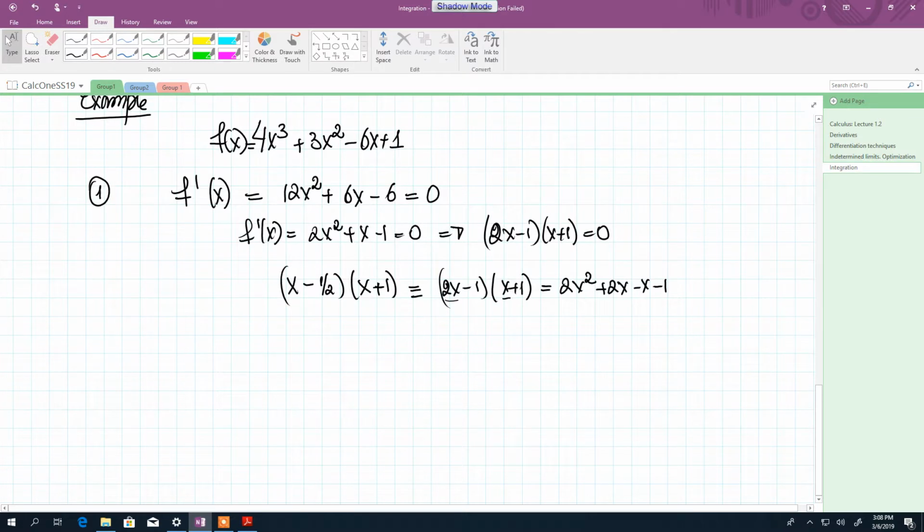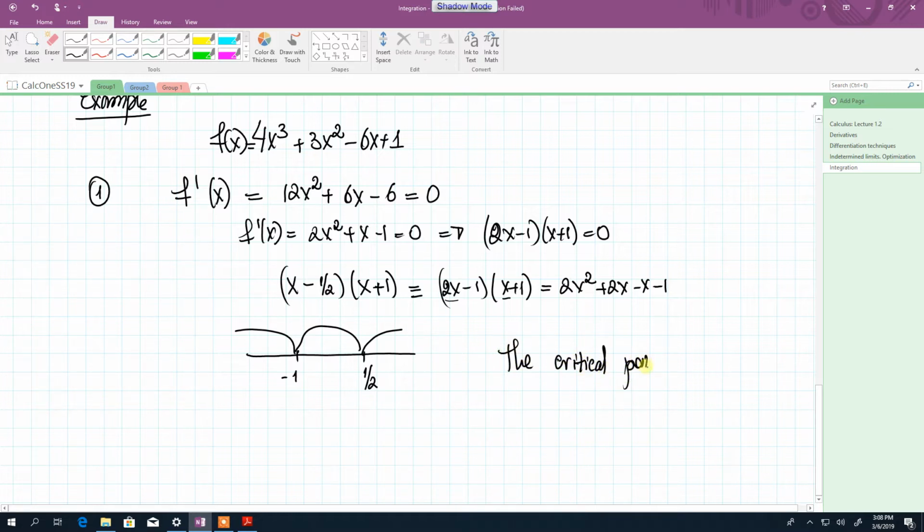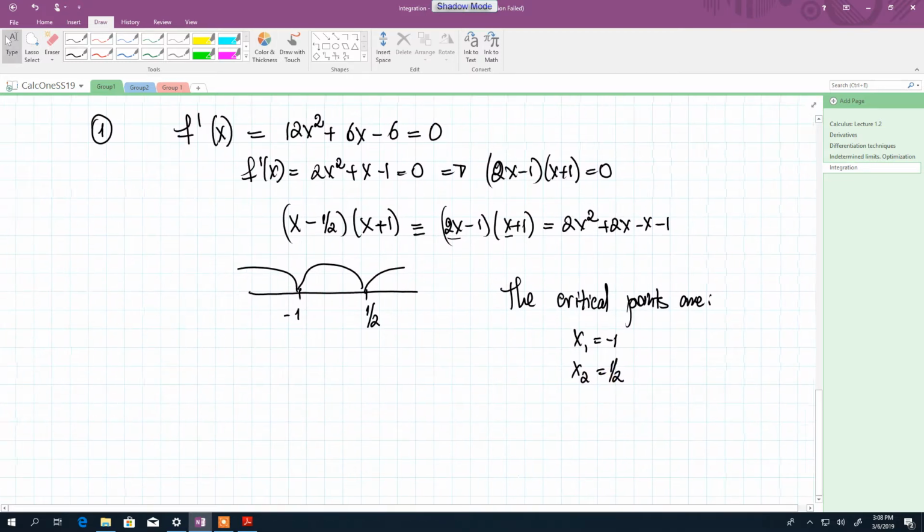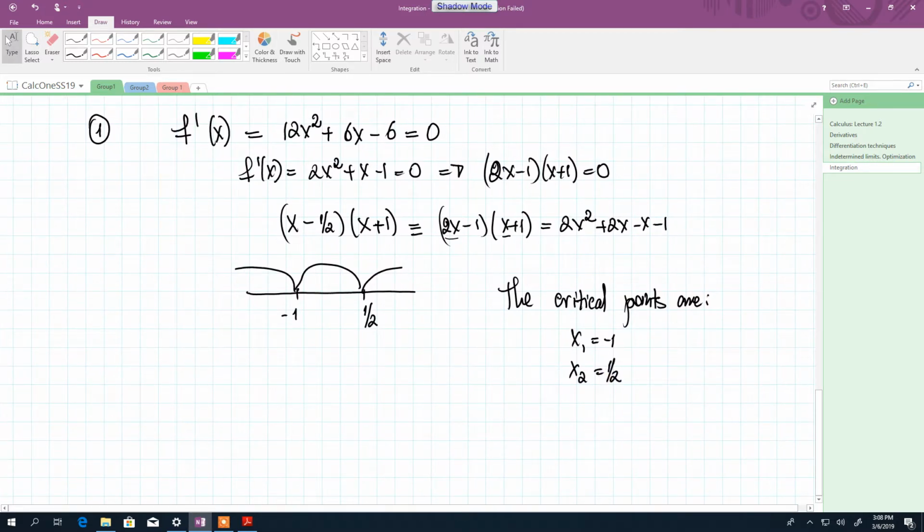So the points minus 1 and 1 over 2 are the extremum points, or the critical points. The critical points are x1 equal to minus 1 and x2 equal to 1 over 2, right? We found them by finding the roots of the derivative of the function. Do you have a problem?